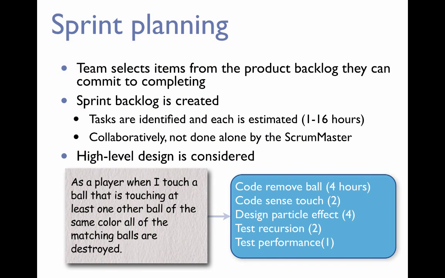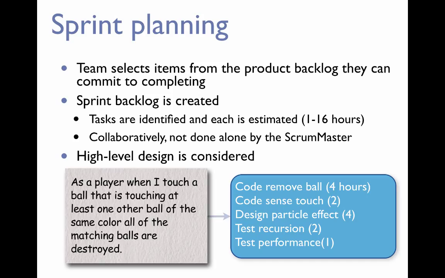So as I said, the team selects items from the product backlog they can commit to completing. The idea in Scrum is not that you overpromise and then underdeliver. The idea is that you yourself honestly assess, given the time frame, given the amount of hours we as a team can put in this week, what is it realistically that we can achieve and that we then commit to? That's your goal, that's your tasks.